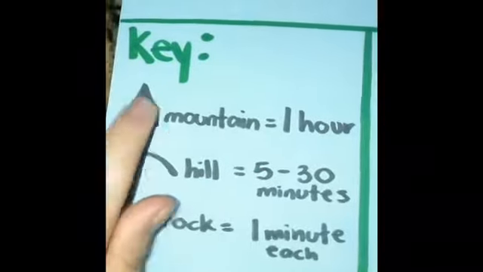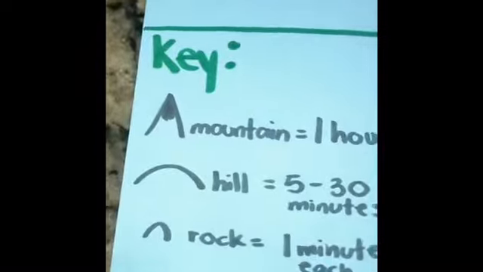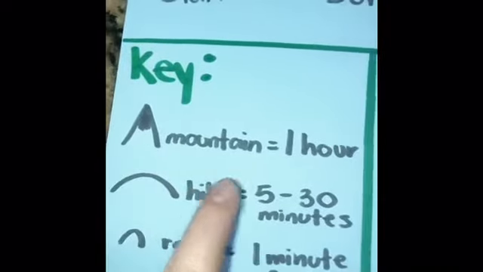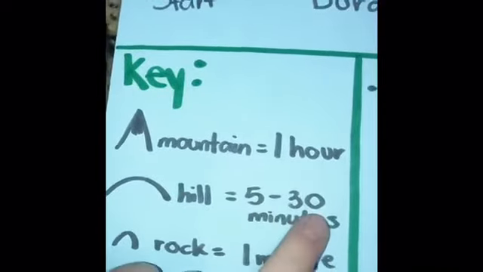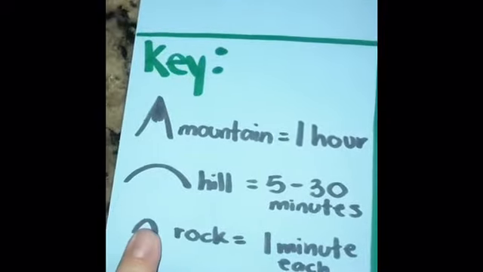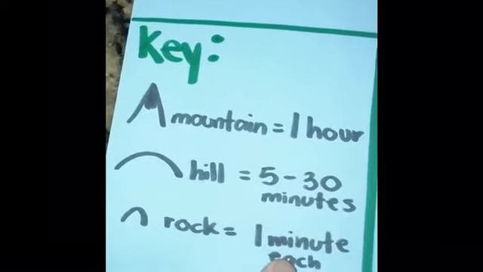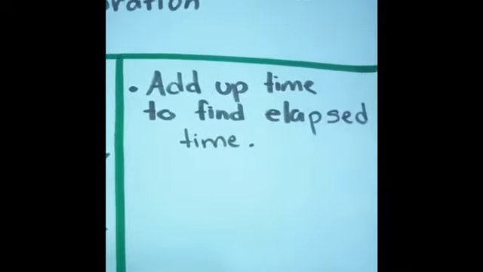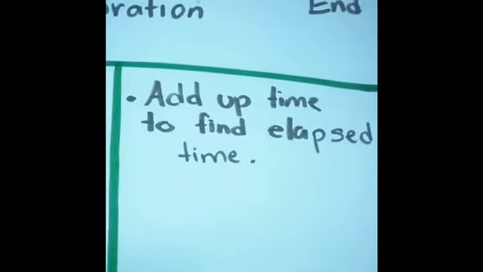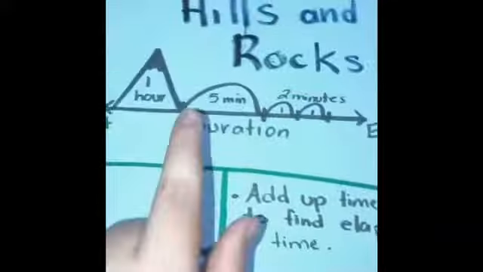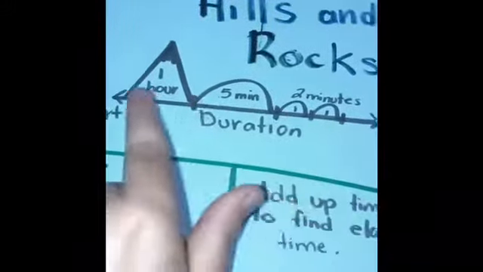A mountain represents 1 hour. A hill represents 5 minutes. You can go up to 30. And a rock represents 1 minute each. The steps are to add up time to find the elapsed time. Elapsed time is the duration, the one in the middle.